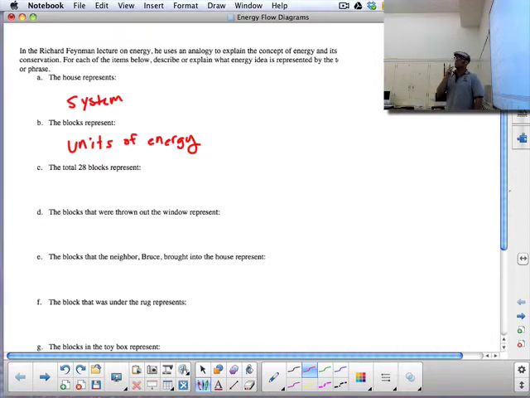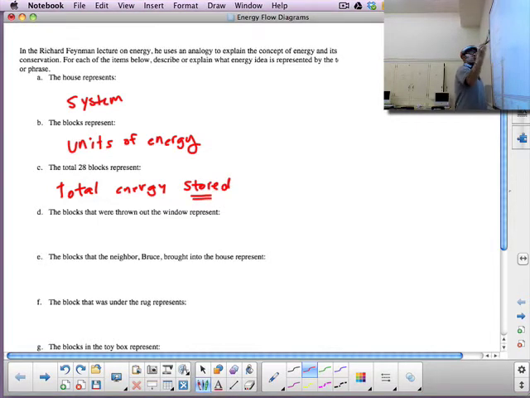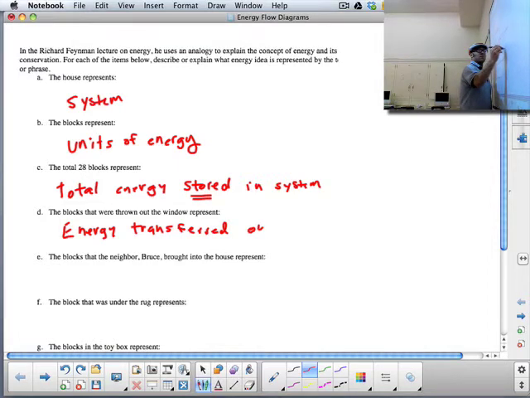Wait, hold on. The 28 blocks are the total energy in the system. Okay. So total energy, and this is the total energy stored, keyword stored, in the system. Everybody good? The blocks that were thrown out the window. Good. Energy transferred out of system. This is good.